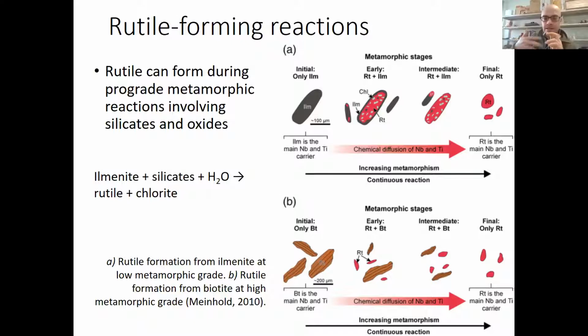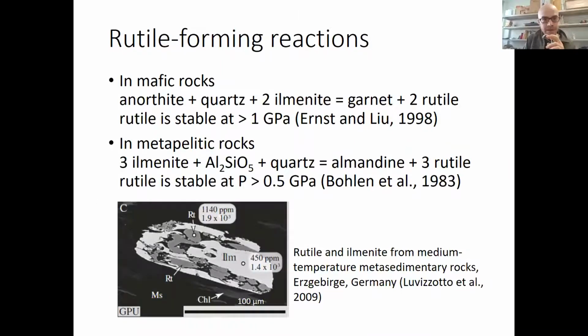Now at higher metamorphic conditions, we can also have biotite being destabilized to form rutile again. In metamafic rocks, one common reaction is the reaction between anorthite, quartz and ilmenite to produce garnet and rutile. This is pressure dependent and occurs at high pressure. And in metapelitic rocks, we can have other reactions, again producing rutile and garnet at somewhat lower P conditions.